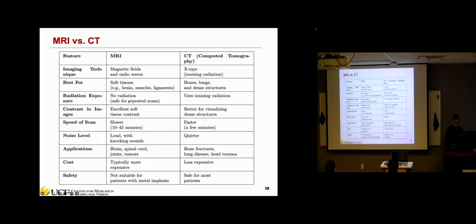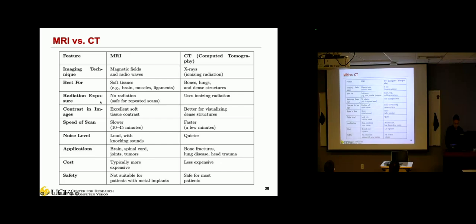Here is a table just for a quick summary, MRI versus CT. First is the feature. MRI uses magnetic field and radio waves, but X-rays or CTs use ionizing radiation. MRI is best for soft tissue, because different tissues behave differently in T1 or T2 relaxation time, so we can image them with different contrast. But CT or X-ray is good for bones, lungs, some of the dense structures.